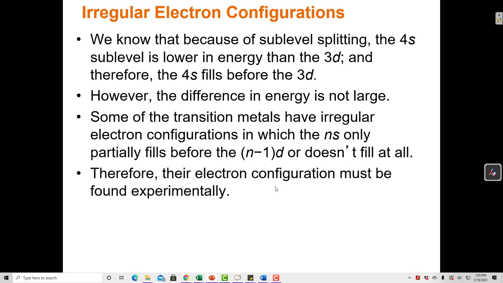So therefore, since 4s is lower in energy, we follow the Aufbau principle, the building up principle, and 4s is filled before 3d. Even though that's true, the difference in energy is not particularly large. 4s and 3d are almost the same energy. That's why we start to see this weird behavior in chromium. We get 3d5 and we get 3d10, and it appears a couple of times because 4s and 3d are similar in energy.